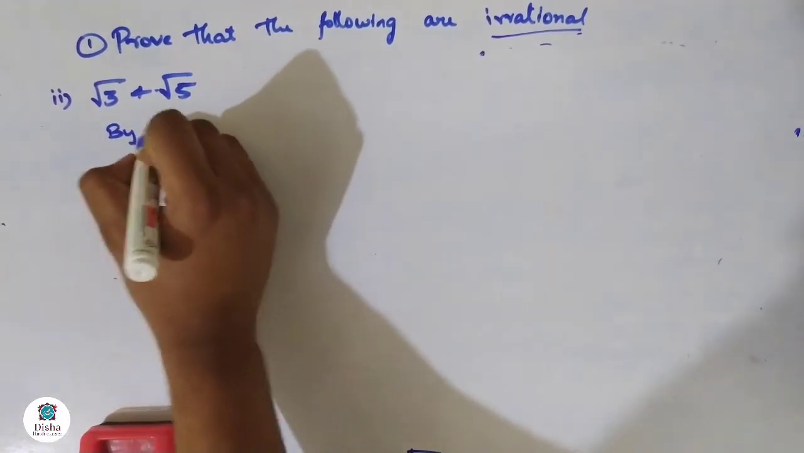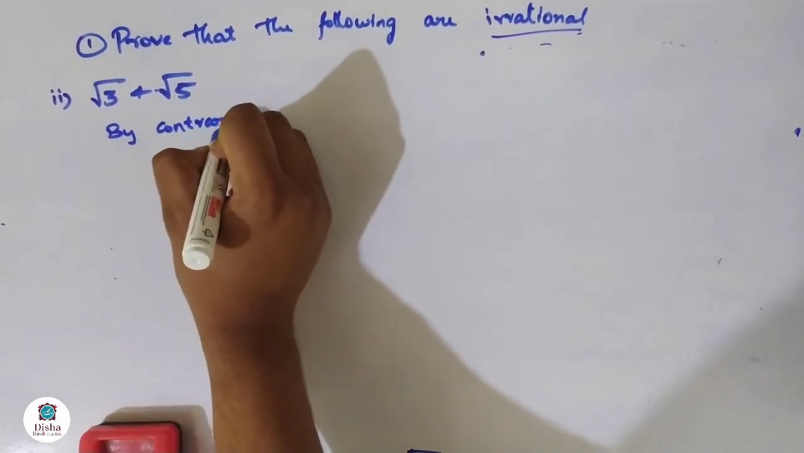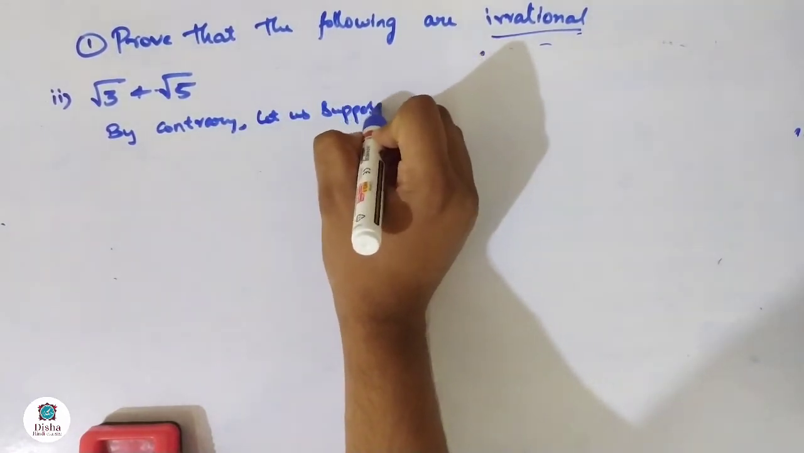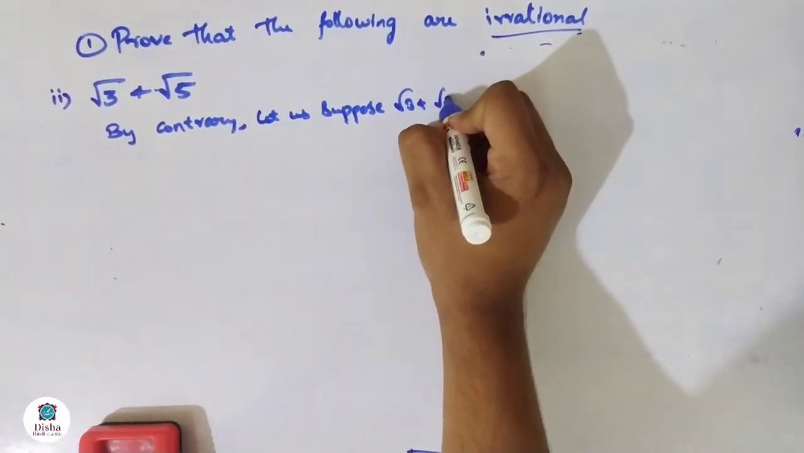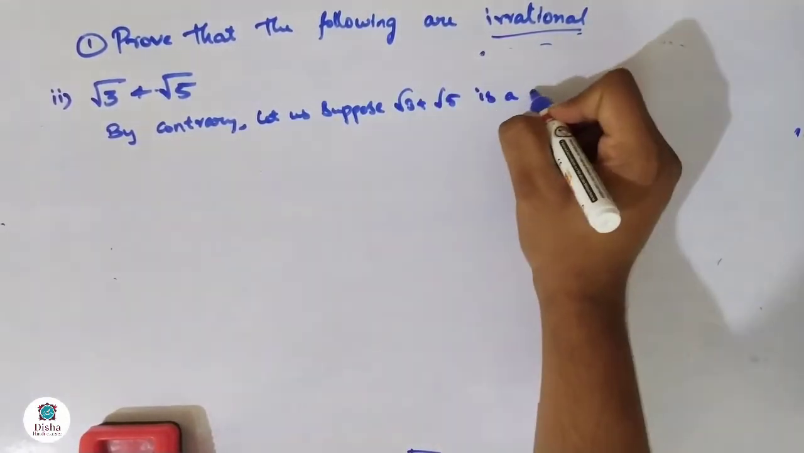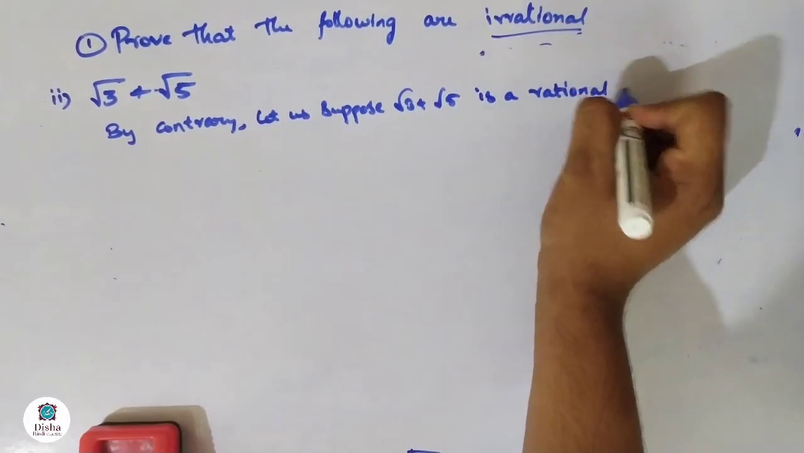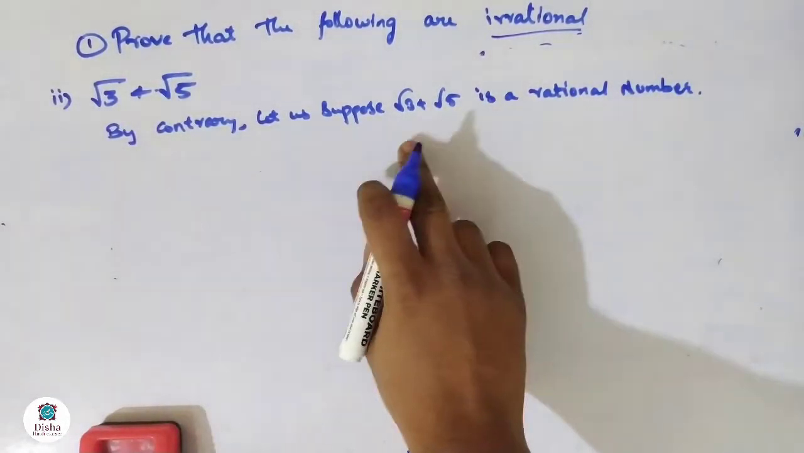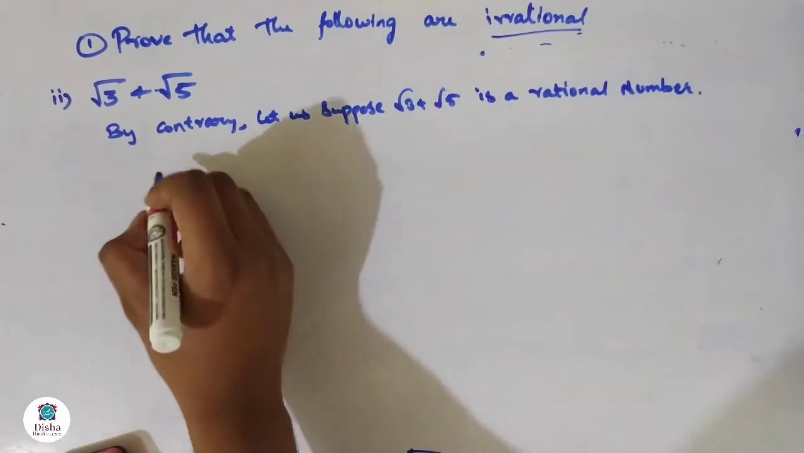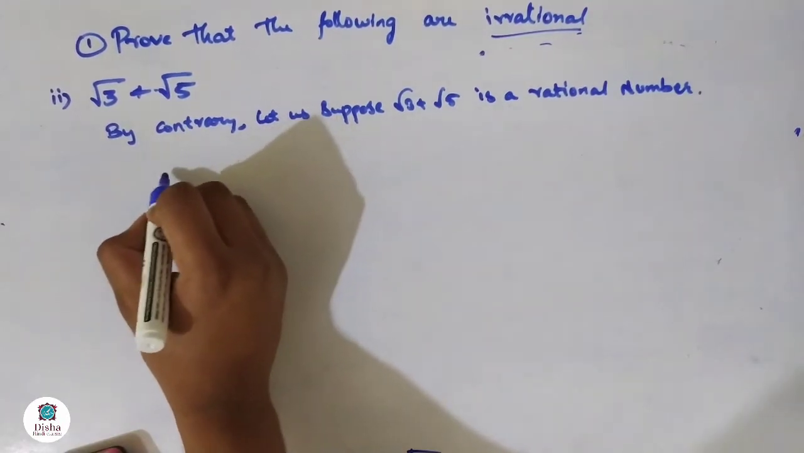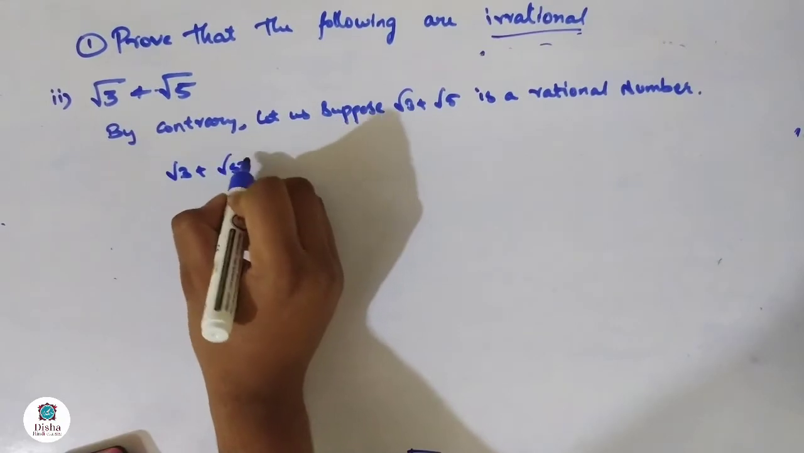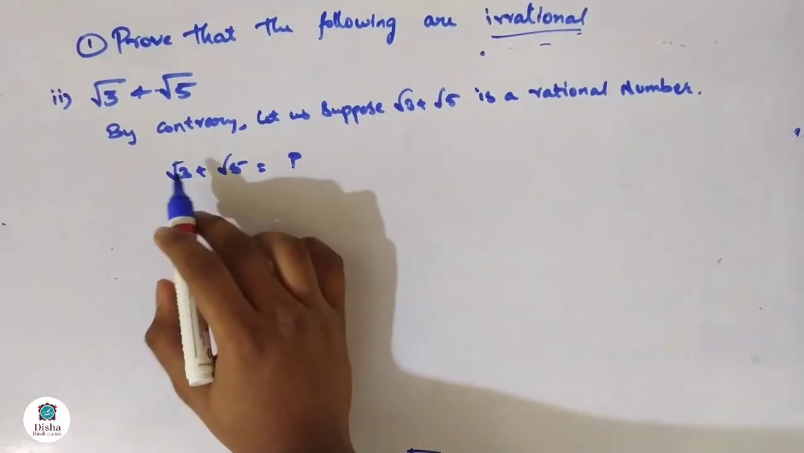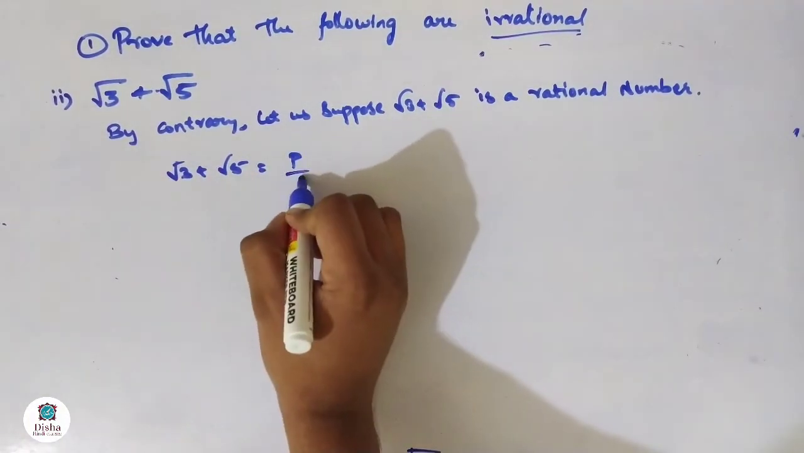So by contrary means we have taken the opposite. Let us suppose root 3 plus root 5 is a rational number, right? By contrary, let us suppose root 3 plus root 5 is a rational number. So what does a rational number mean? The number which is in the form of p by q. So here root 3 plus root 5 equals p by q.